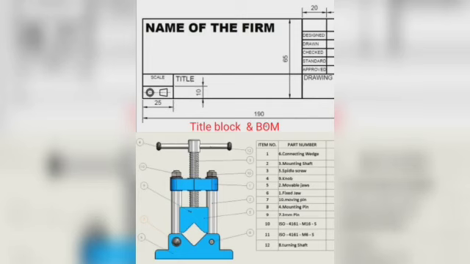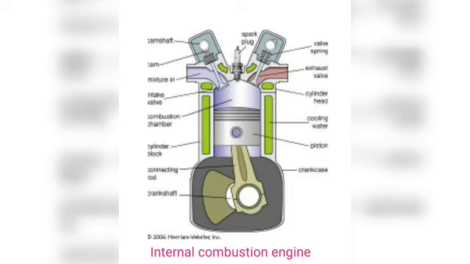Here you have a bill of material. Bill of material means whenever we make a simple assembly, each and every part has a specific material and number of quantities or number of parts that we mention in the form of a table. That is known as the BOM or bill of material. Along with that we have a title block, in which company name, job name, part name is mentioned.